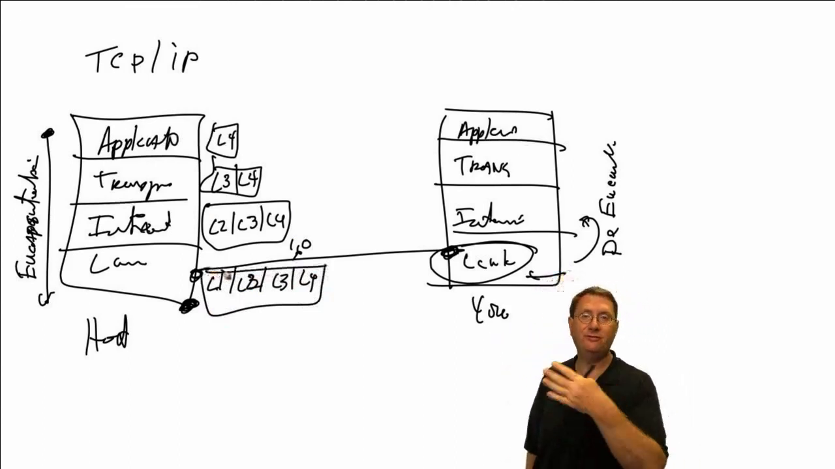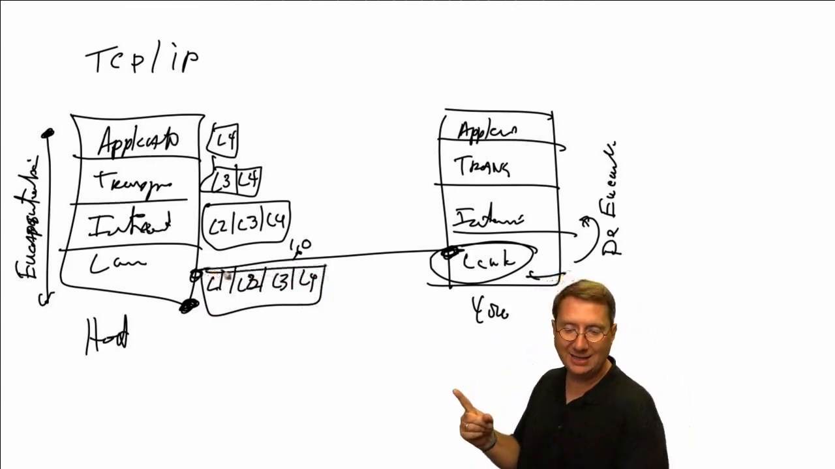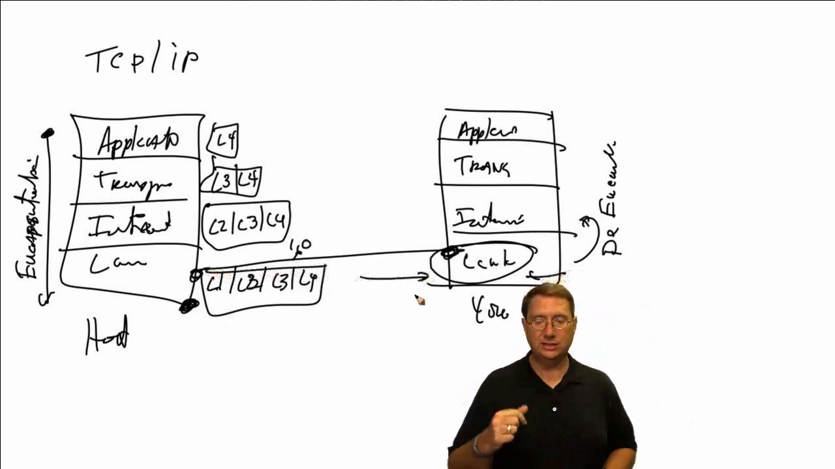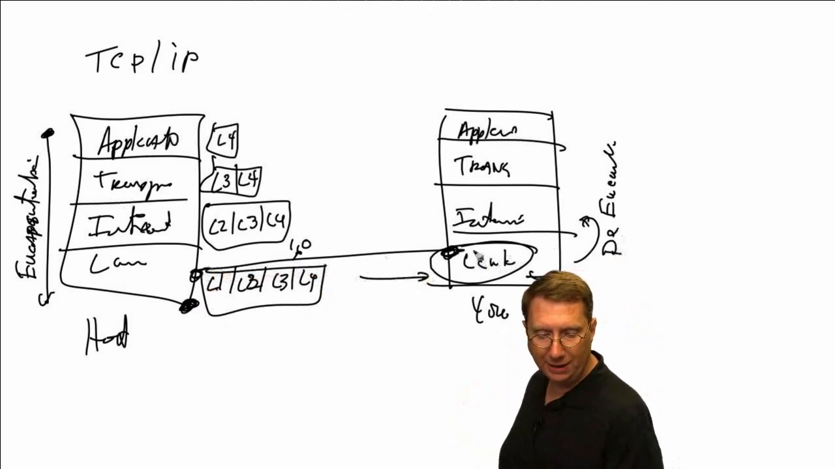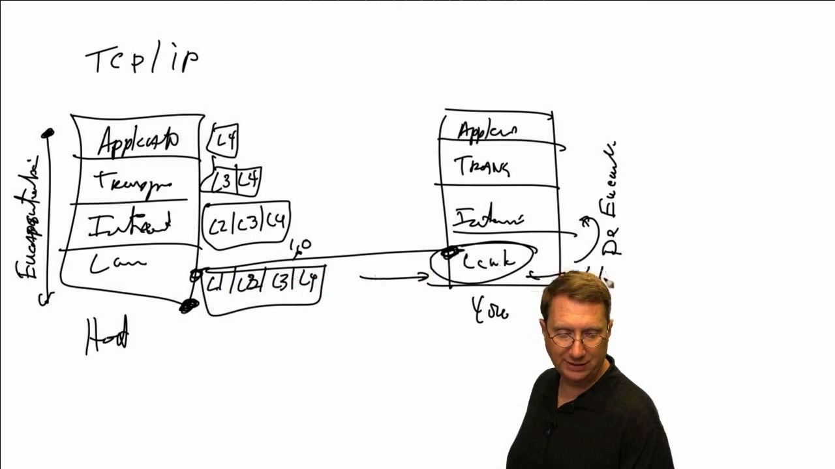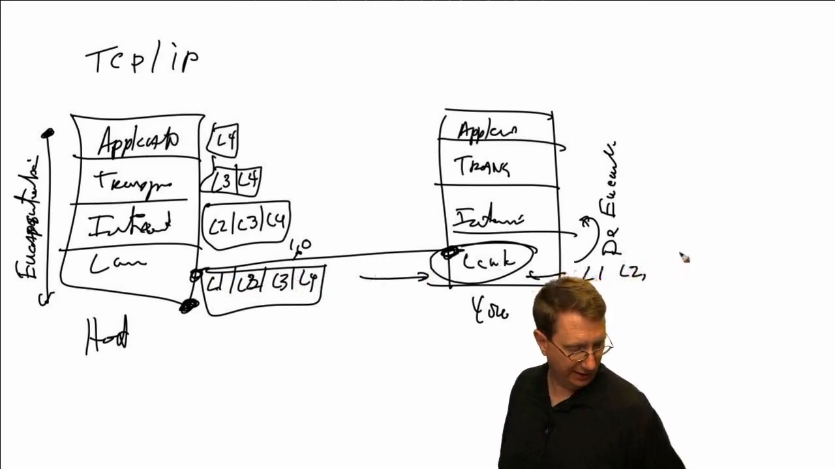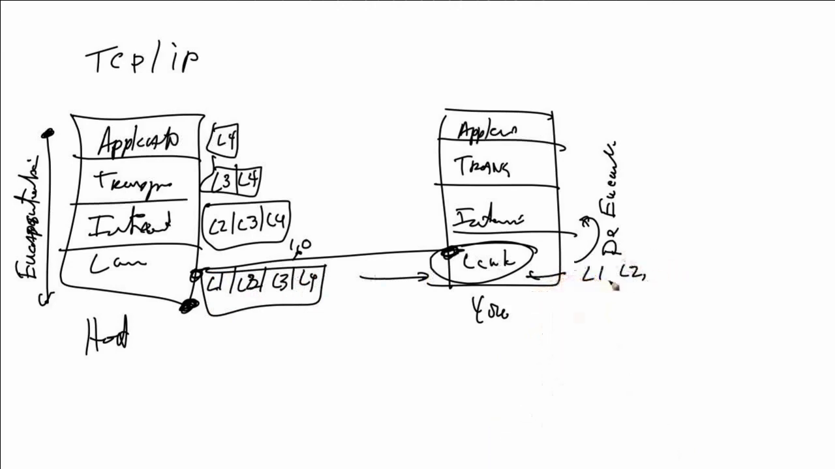Why? Because I have to add information such that when I pass it to the next layer, it's going to say, okay, I'm going to take my layer 1, it's going to arrive here as L1, L2, let me get my head out of the way. It's going to arrive here L1, L2, L3, and L4.